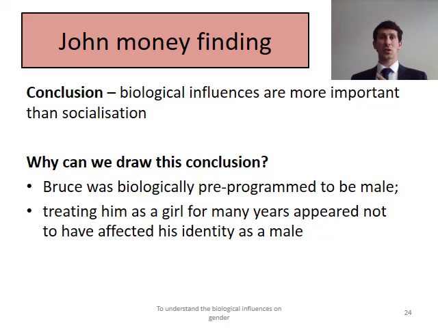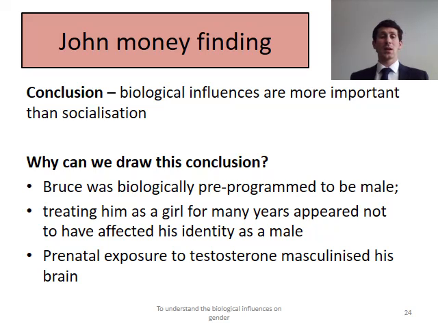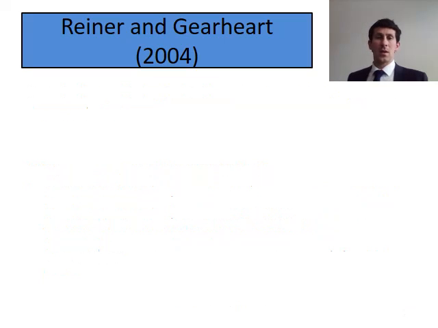From conception, he was XY. He was going to be genetically male. During prenatal development, his brain had been masculinized by the testosterone. So he was always biologically pre-programmed to be male. And bringing him up as a female didn't work. Okay, so that is the real reason that John Money, although he has this theory of neutrality that contradicts the biological theory, his main study on David Reimer goes against his theory.